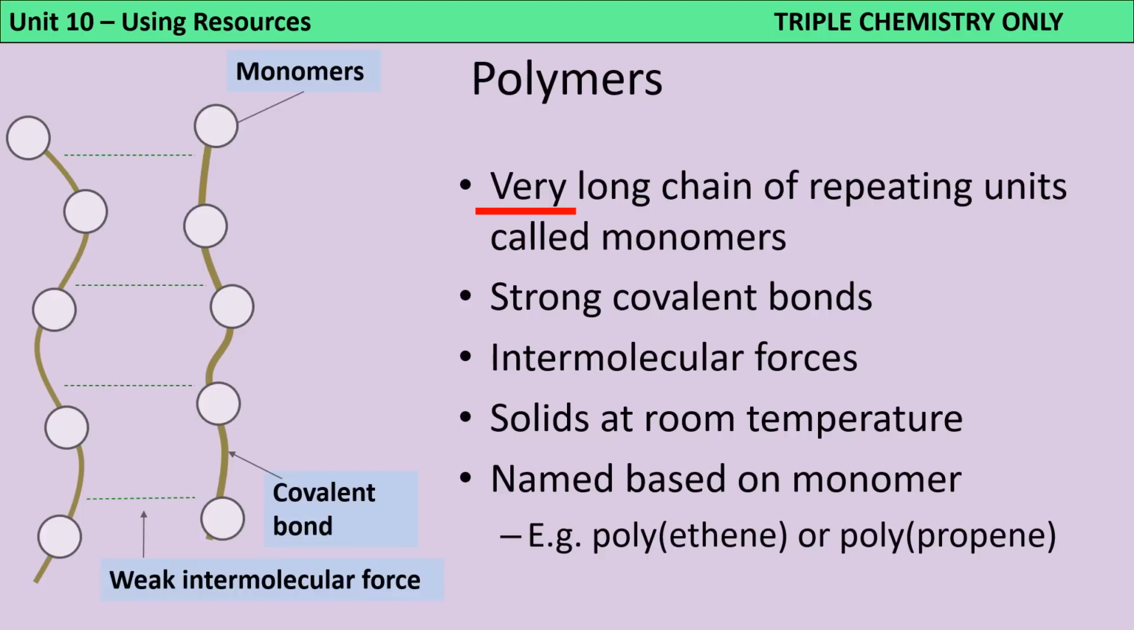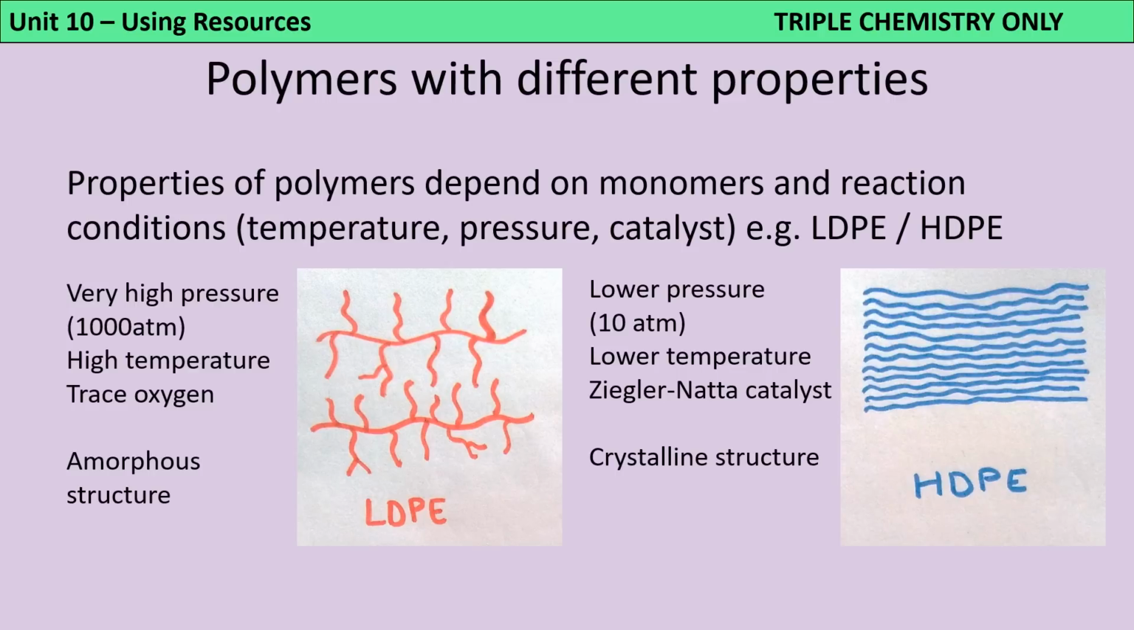We can name a polymer based on the name of its monomer, so for instance if you take ethene and you polymerise it, you make polyethene, or if you take propene and polymerise it, you make polypropene. The physical properties of a polymer, such as its density and its melting point, will depend on the monomer that it's made out of, but also the reaction conditions that we use to make it, so the temperature and the pressure and the catalyst.